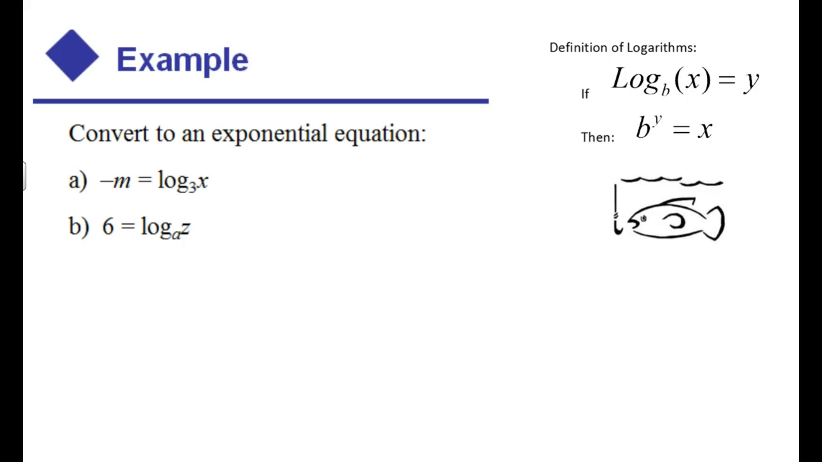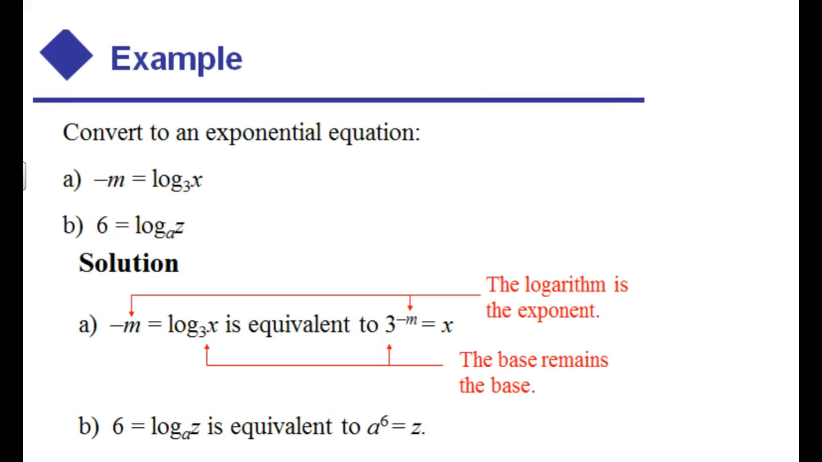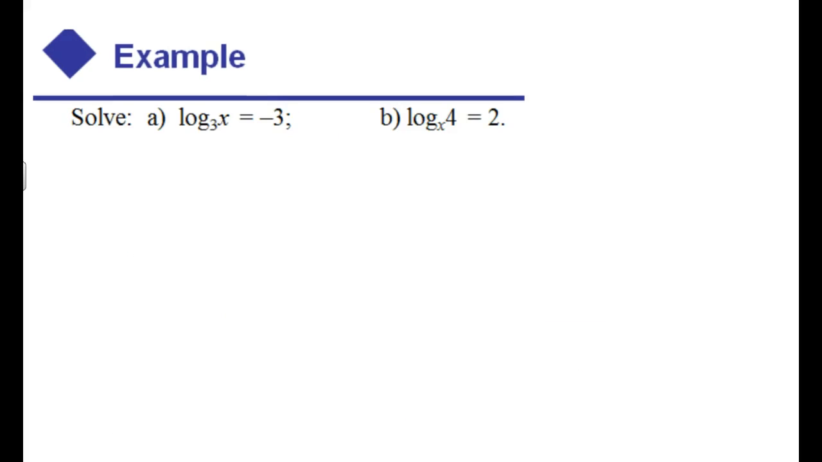And then here are the fishhook methods, where if we start with 3, we're going to go fishhook backwards. So this would be 3 to the -m equals x. And this would also be a fishhook backwards. So I'll start with the base. It becomes the base of the exponent. Logs equal exponents. So this log equals the exponent 6. So a to the 6th equals z. So again, I'm just converting exponents to logs and logarithmic functions into exponents.